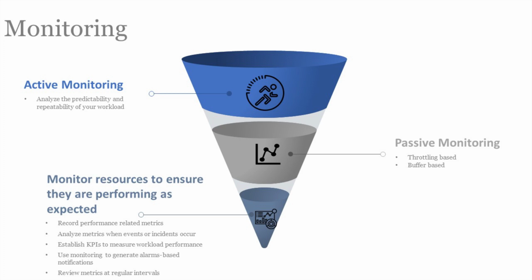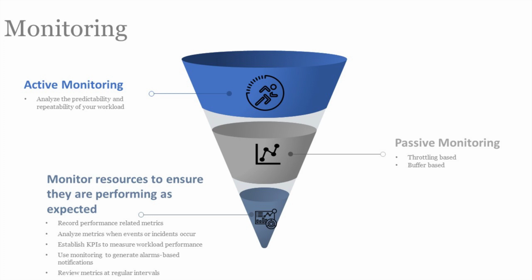A few things to keep in mind in your monitoring strategy are: 1. Record performance-related metrics. You should identify the metrics that matter for your workload and record them. These can be infrastructure-related and also based on user experience. 2. Analyze metrics when events or incidents occur. If and when an outage occurs, you should review diagnostics logs and metrics to understand their impact on the performance. This provides you with lessons to adopt additional measures to avoid incidents in the future.